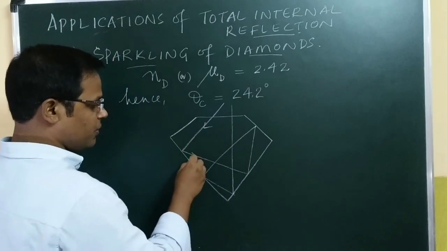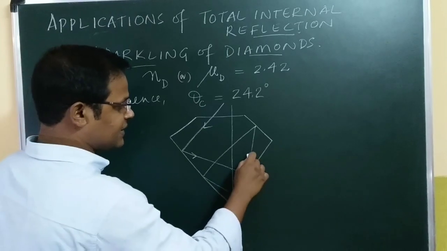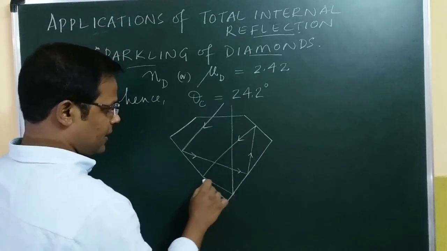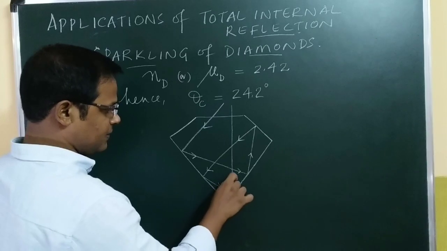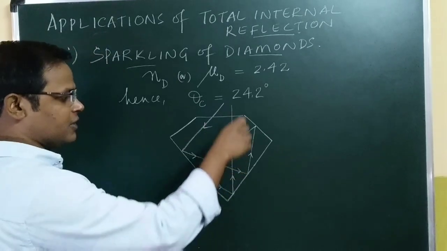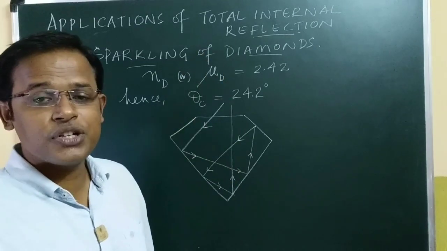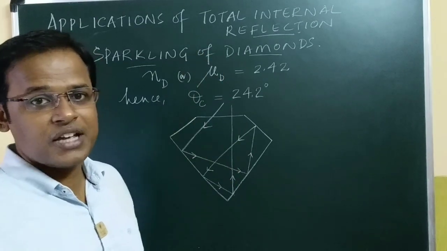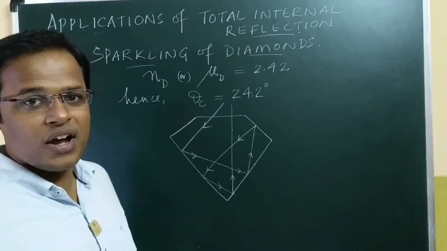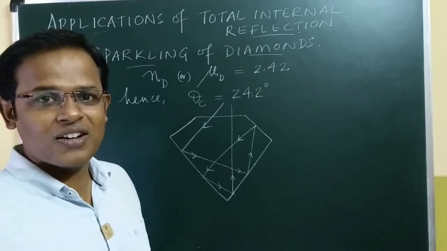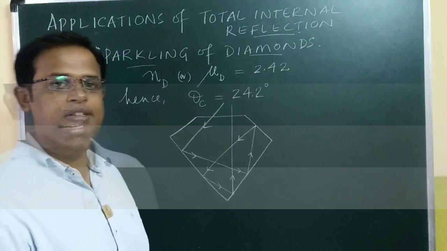I'm just trying to mimic what exactly happens in a diamond crystal. This is called multiple reflections, or in the physics language total internal reflection happening, and that is why diamonds sparkle a lot. Hope I'm clear about this idea.